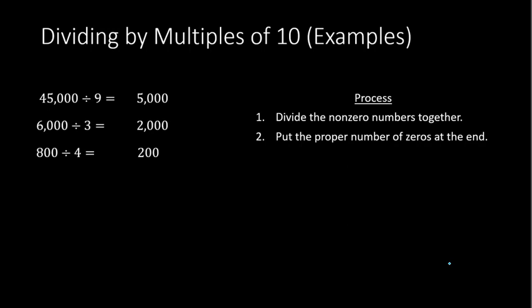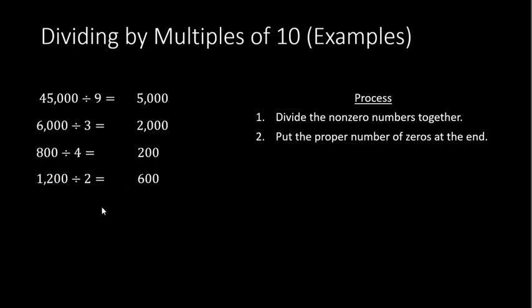Let's try another example. Here we have 1,200 divided by 2. Again, divide the non-zero numbers together. So that would be the 12 and the 2. 12 divided by 2 is 6. And then we need to put the proper number of zeros at the end. So we look here, and there's 2 zeros. So we put 2 zeros after the 6, and that gives you 600 as the solution.